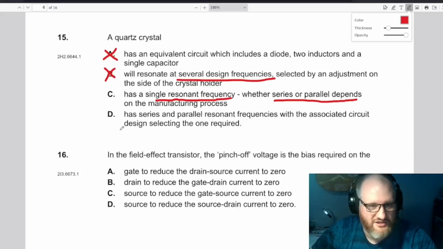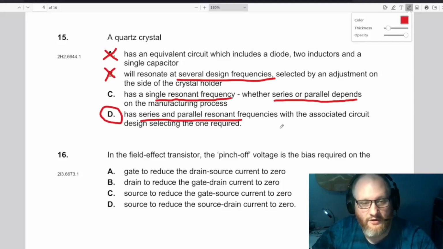And let's take a look at option D, because that also talks about having series or parallel resonant frequencies with the associated circuit design selecting the one required, and it is in fact option D here which is the answer, because whether the capacitance is supplied in series with the crystal or in parallel is going to select the particular resonant frequency that it has.